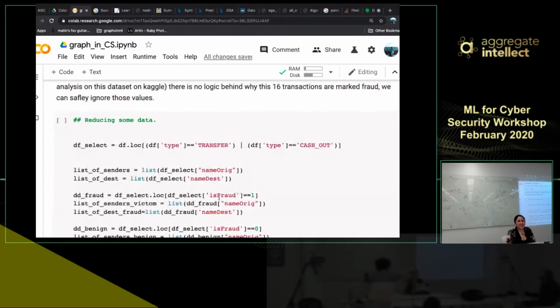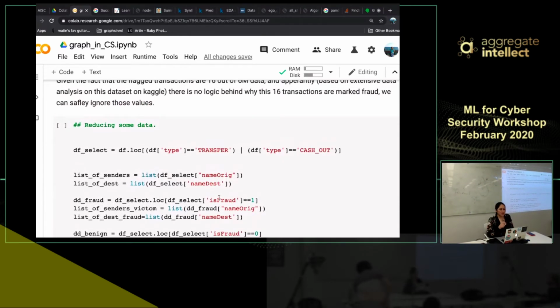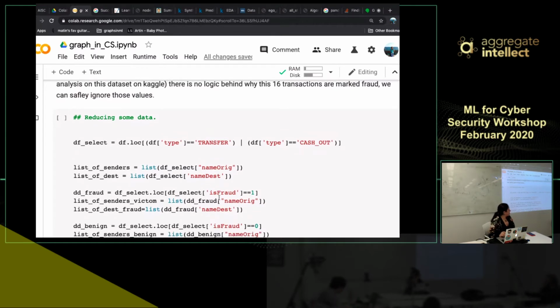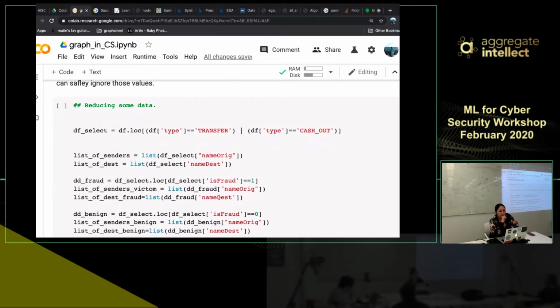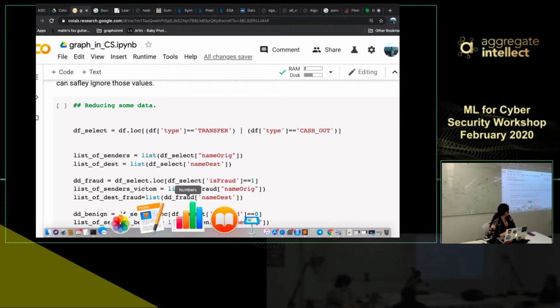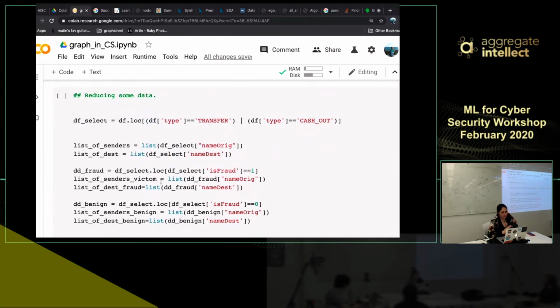But at the end, after lots of time, I gave up. And I decided, because we only see fraud in two types of the data, we just keep that information. So we keep type transfer and type cash out, and for the rest of the analysis, I need all this collection. I just brought them here.